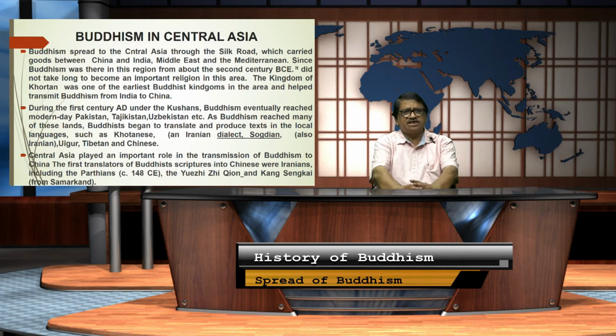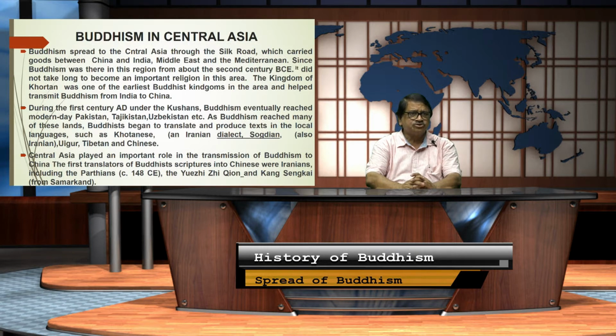Buddhism spread to Central Asia through the Silk Road, which carried goods from China to Europe, from Asia to Europe, between China, India, the Middle East and the Mediterranean. Since Buddhism had been in the region from about the 2nd century BC to the 2nd century AD, it didn't take long to become an important religion in the area.